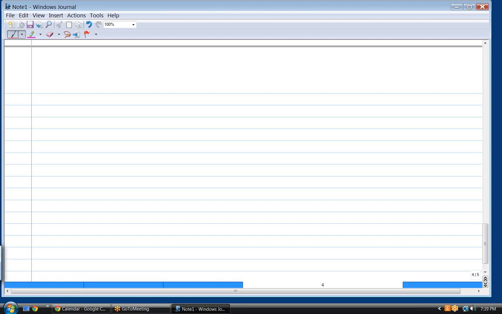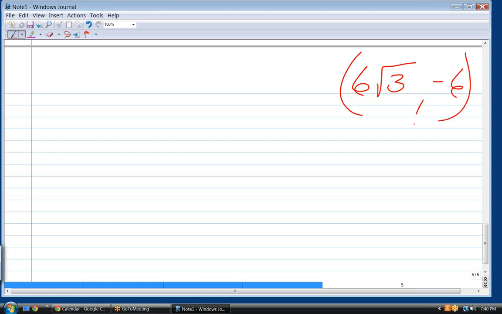Okay, which of the following polar coordinates match the rectangular coordinates 6 root 3 and -6? Oh, 6 root 3 is the x coordinate, and then -6 is the y coordinate. So let's convert those to polar coordinates. So what are the equations that apply?